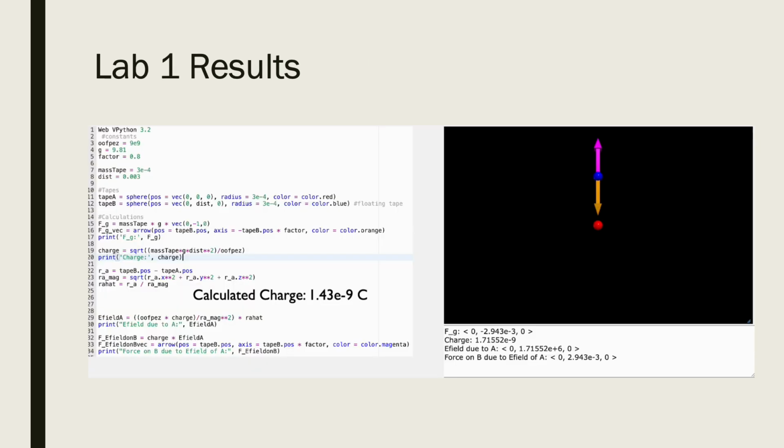Since we're comparing the results from Lab 1, here's a quick overview of what we found last week. We found that the estimated calculated charge of the tape is 1.43 times 10 to the negative 9 coulombs, and we found that the distance between the top tape and the bottom tape was around 0.025 meters or 2.5 millimeters. And here we see to the right the computational model that we got from Lab 1, where the blue represents the system, the top tape, and the red represents the source, which is the bottom tape.